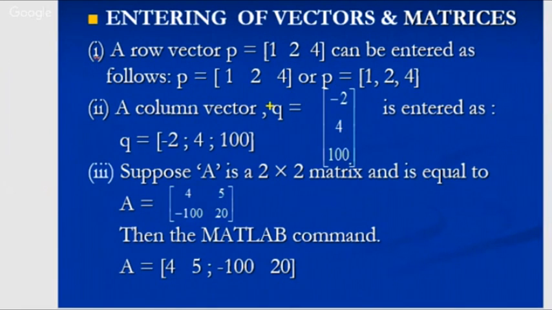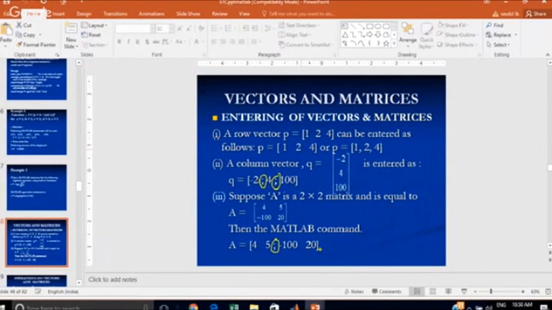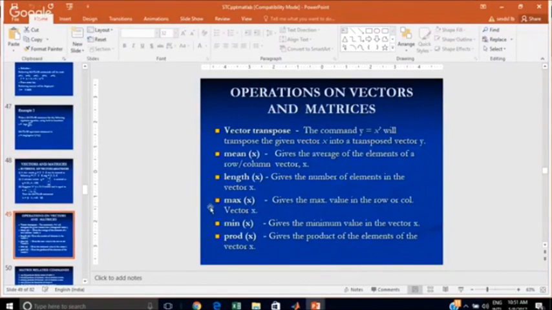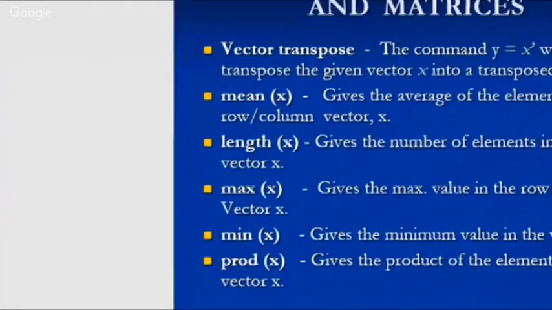And when you want a column matrix, q is equal to, you put the semicolon after each element, and automatically it becomes a column. Or you can define a row and put a transpose, and in that case also it will give you a column. Both are possible. For writing a matrix, say 4, 5 as one row, then you put a semicolon and then write the next row. So this will give you a vector or a matrix.